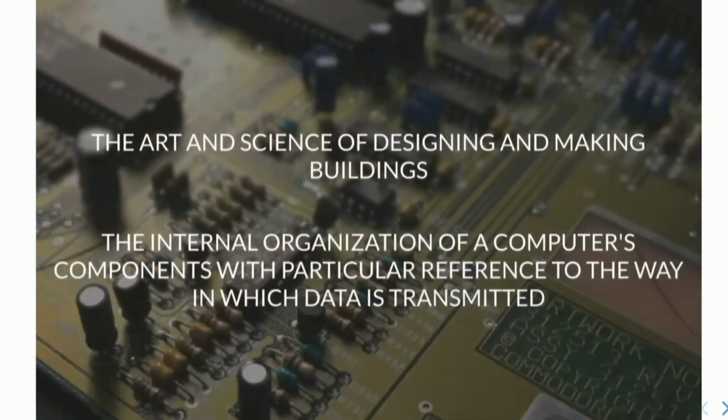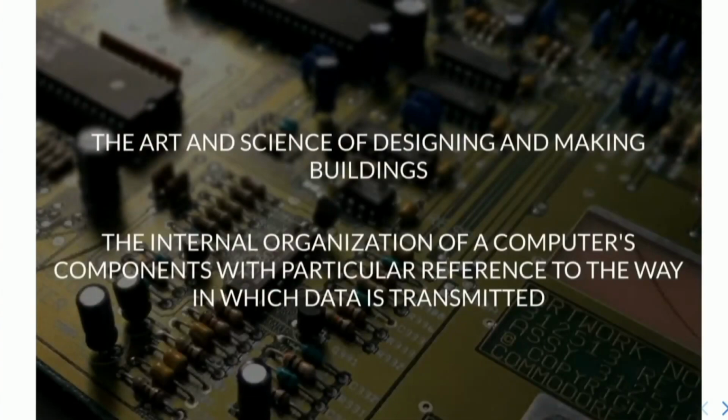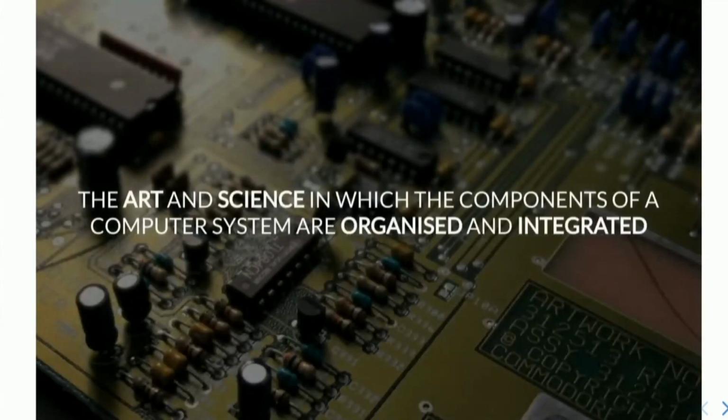Anyway, I went on and I checked also on the modern English dictionary, and I found these two interesting definitions of architecture. One is the art and science of designing and making buildings. And the second one is more concerned with computers, and it says the internal organization of computers' components, with particular reference to the way in which data is transmitted. I like these two definitions. I wanted to come up with something a bit more compact, so I tried to merge them into this, which is the art and science in which the components of a computer system are organized and integrated.